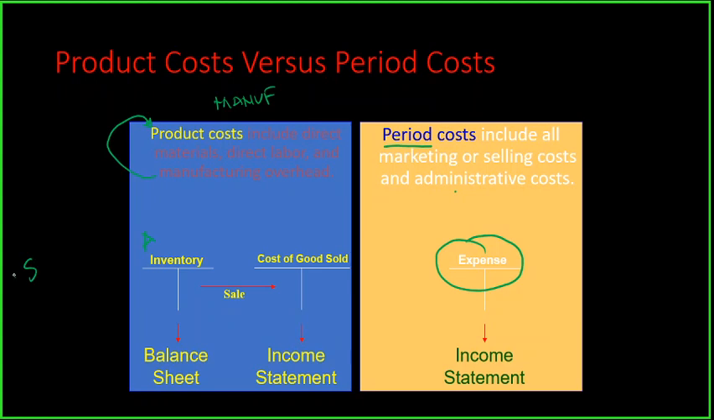Let me write that down. Assets, once these assets are sold or used or consumed, that's the time they will become expenses. So first, it's part of your inventory as an asset. Once it is sold, that's the only time it will become an expense, as part of your cost of goods sold. Okay po? So that's your product cost.